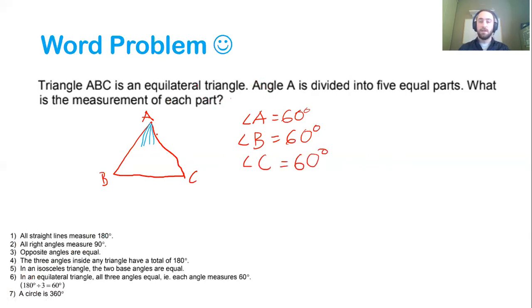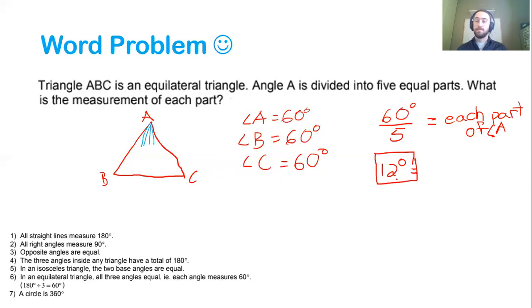Now to find each part, well, if we know there's 5 parts and we know the angle, we can simply divide our 60 degrees by 5, giving us the angle of each part. So 12 degrees is our answer. And that's it. So I hope this helps in being able to solve problems related to angles and word problems as well, also relating to angles.